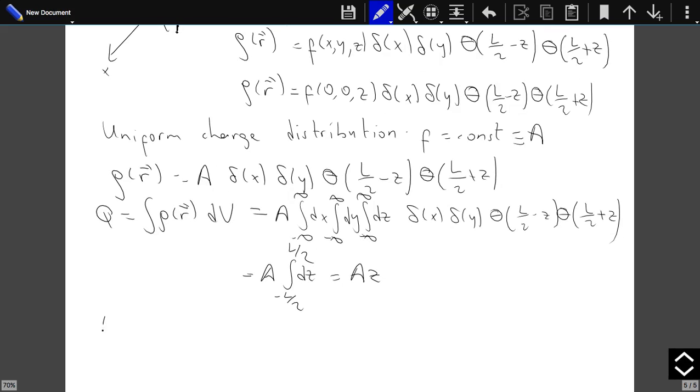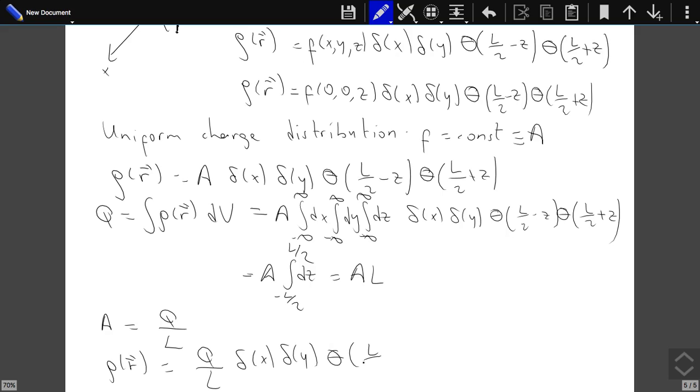So A just turns out to be Q over L, so here is our charge density in Cartesian coordinates.